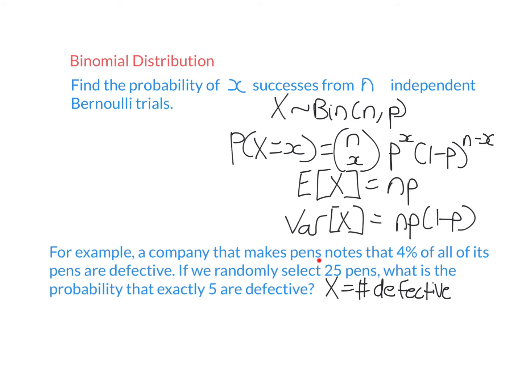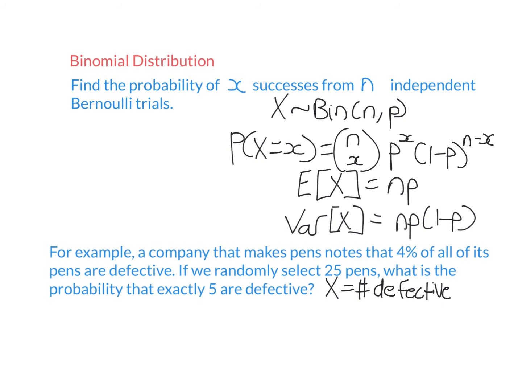Let's say a company makes pens, and 4% of all its pens are defective. If we randomly select 25 pens, what is the probability that exactly 5 are defective? We'll start by letting X, our random variable, be the number of defective pens. So here X follows a binomial distribution. X is not a Bernoulli random variable. X can take values from 0 to 25 inclusive. But each time we pick a pen, that is a Bernoulli trial. Each pen on its own can either be defective or not defective.